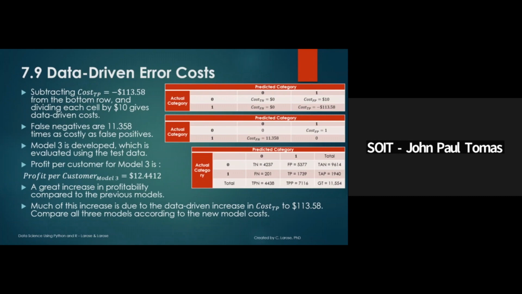As you can see there, there's a great increase in profitability compared to the previous models, Model 1 and Model 2. So much of this increase is actually due to the data-driven increase in cost that we have adjusted from $40 to $113.58. Comparing all of these models according to the new model costs, there's a significant change in terms of profit per customer because of Model 3. That's $12.44, medyo malaki siya.